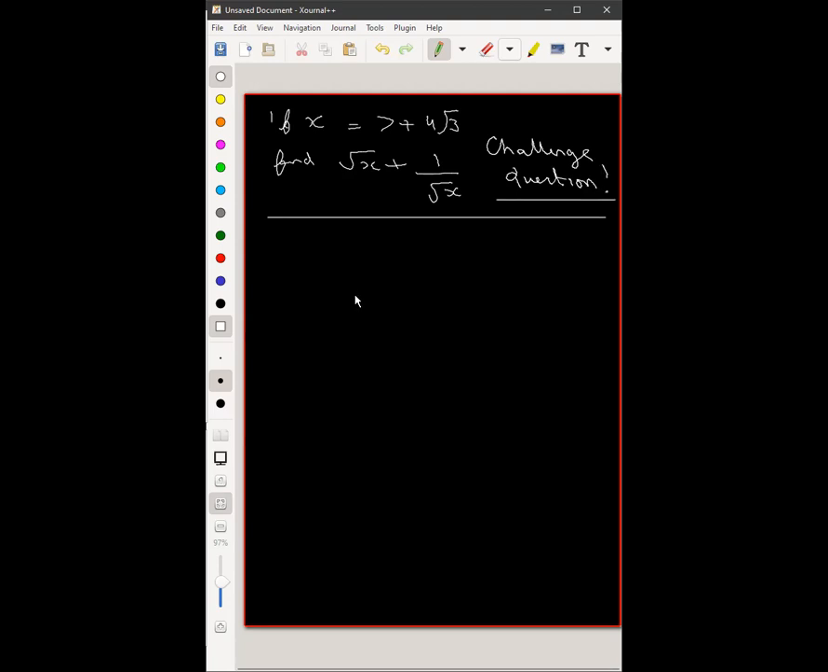Challenge question. Let's see who gets it right. If x is equal to 7 plus 4 root 3, find root x plus 1 upon root x. Open challenge question. Think. Just because I've said it's a challenge question doesn't mean it's difficult, okay? It just means that you have to apply your knowledge from more than one identity or more than one place. That's all. Five minutes to solve this.